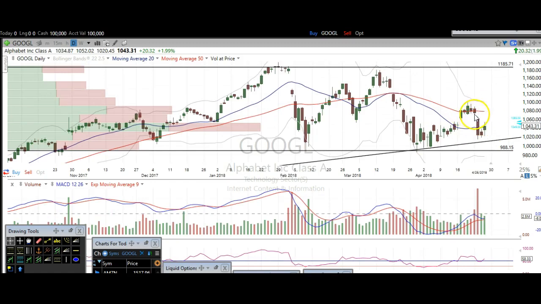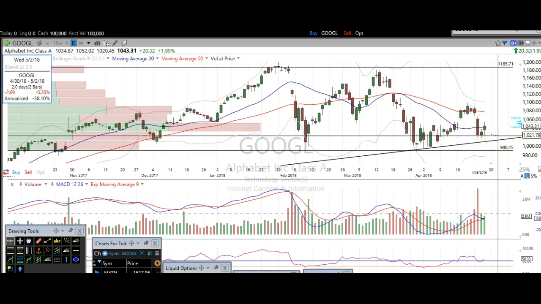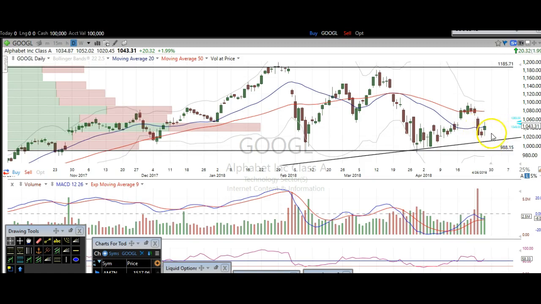I do think we're going to continue to get bounces here on Google. If we get some kind of a retracement back to 1,020 approximately, that to me would be a buying opportunity, as I think eventually this one's going to head higher. So I do think that, right here, honestly, is a good risk reward for this stock. Even a little bit lower, down to 1,020, is a good area.